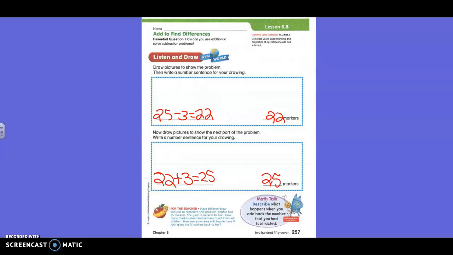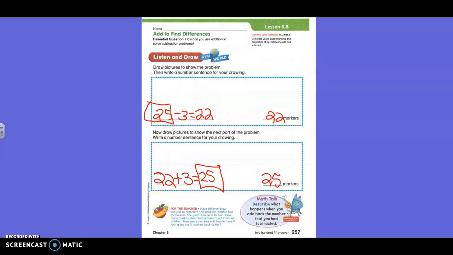Okay? Guys, this is kind of like a fact family. You have all the same numbers, except they're in a different order. Because when you are subtracting, you have to have the biggest number first. Then you can subtract and find an answer. But when you are adding, your biggest number is your answer. So that's the difference.